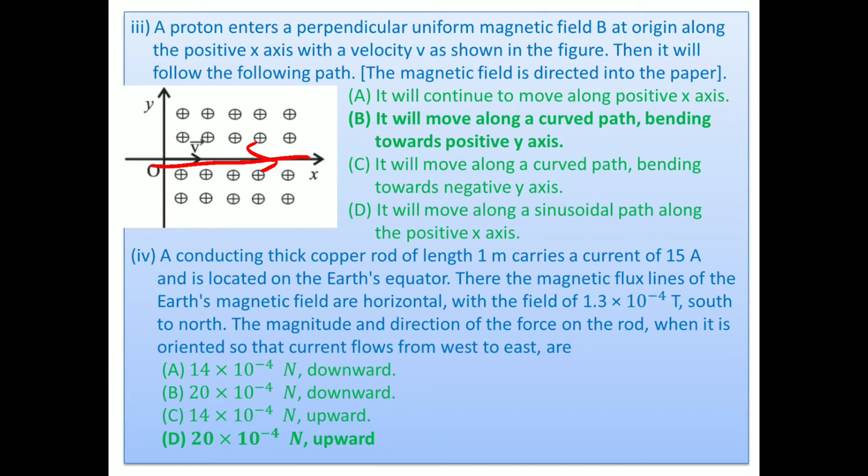Forefinger is there. Then your stretched thumb is vertically upwards, which means this proton is shifted in this direction when it enters the magnetic field. Look here, in this direction. So in which direction is it shifted? It is going along the positive x-axis. What is your answer then? It will move along a curved path bending towards the positive y-axis.